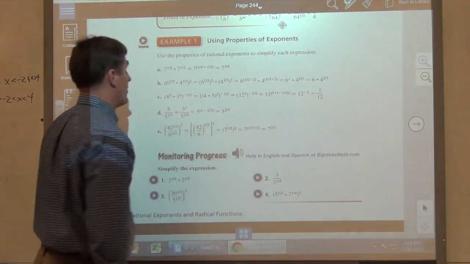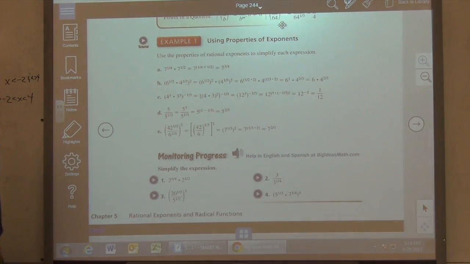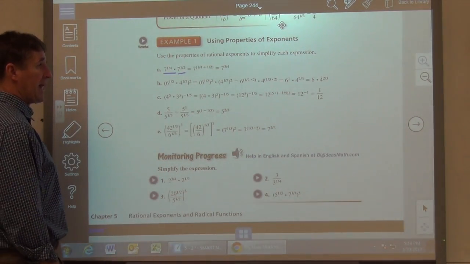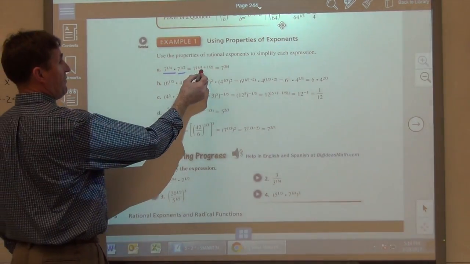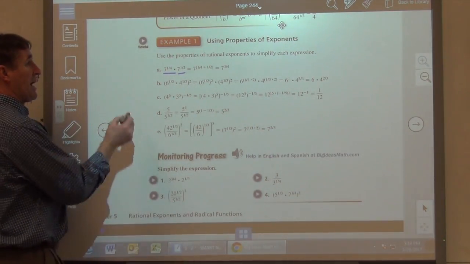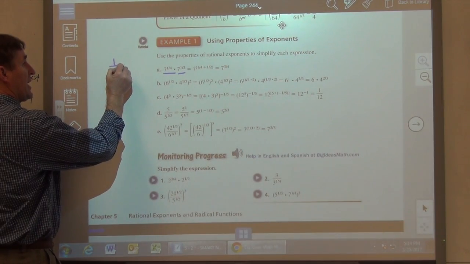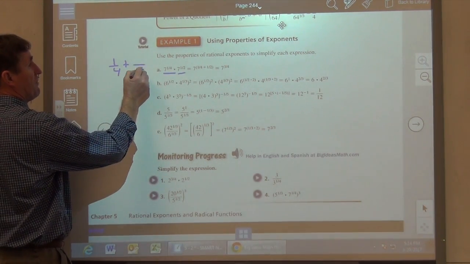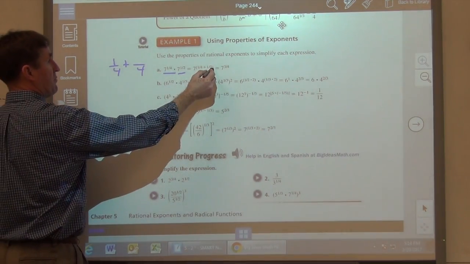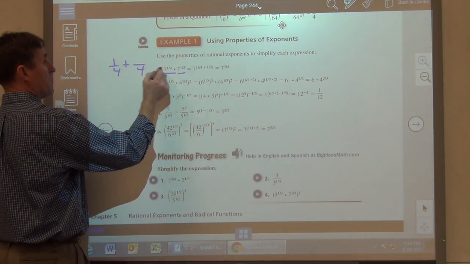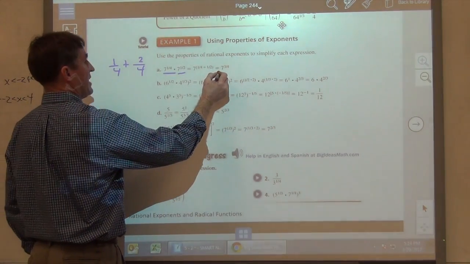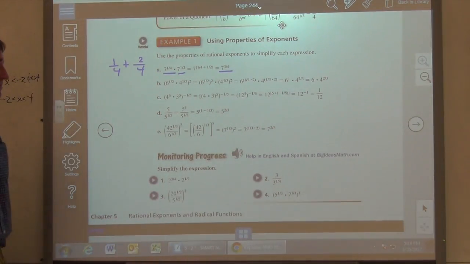So if we look at the examples, this is multiplication, so we add the exponents. 1/4 plus 1/2. Remember, when you add fractions, you have to get a common denominator. So I'm going to change this 1/2 into fourths. And you have to multiply 2 by 2 to get to fourths, so you multiply the top by 2. So 1/4 plus 2/4 is 3/4.